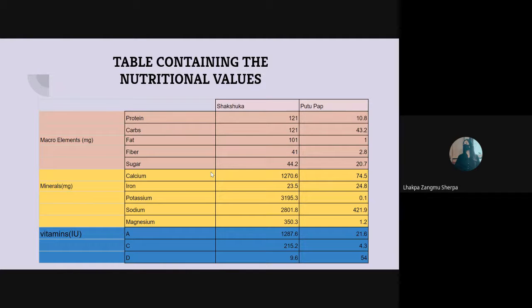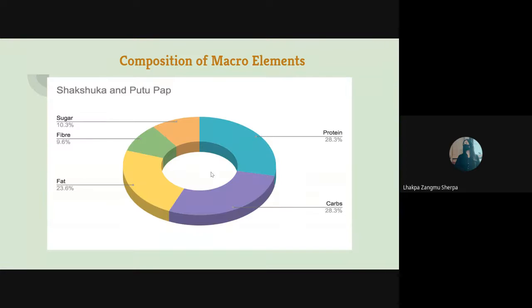And here is the food composition of shakshuka and putu pap. This table tells us what is contained in the food that we ate. On the basis of this table, here is the pie chart of food compositions. Composition of macroelements of shakshuka and putu pap.